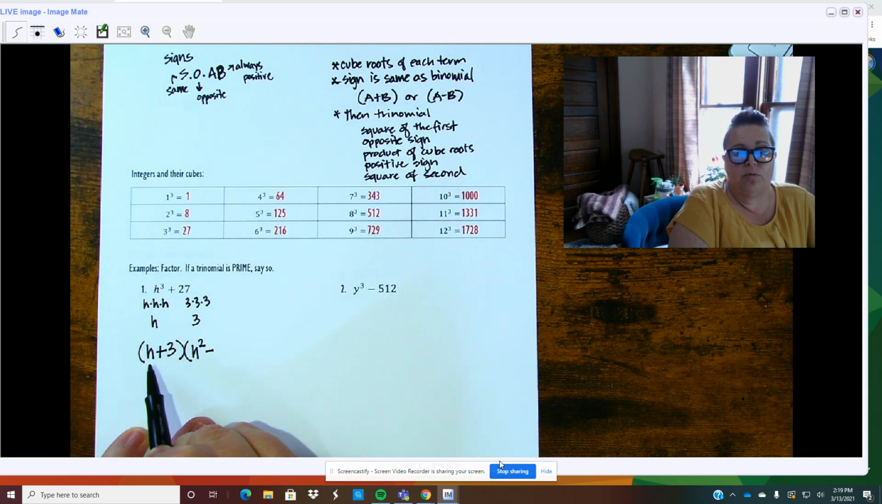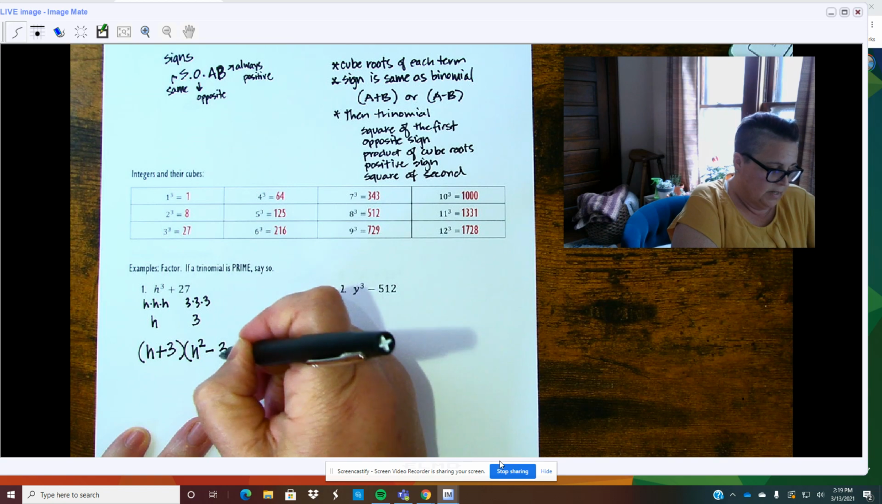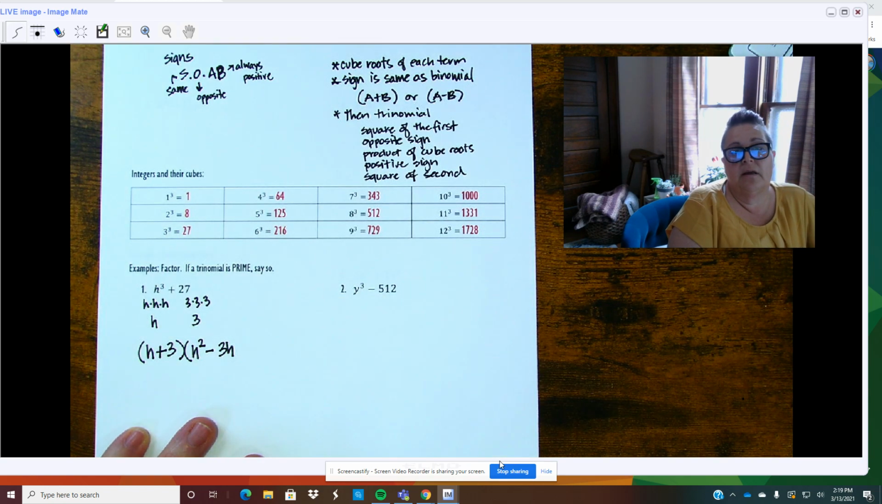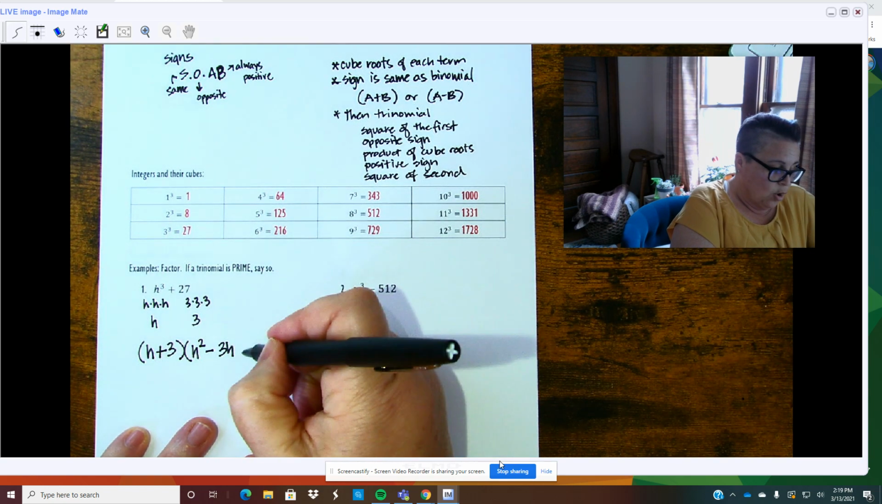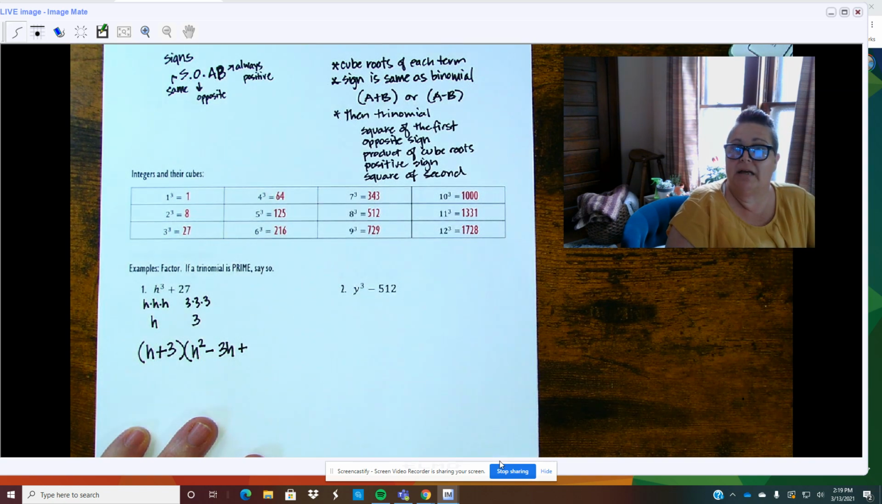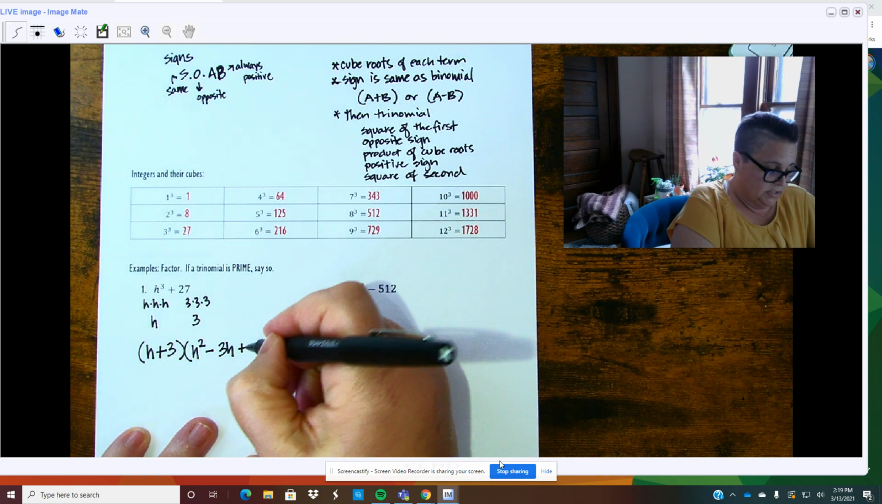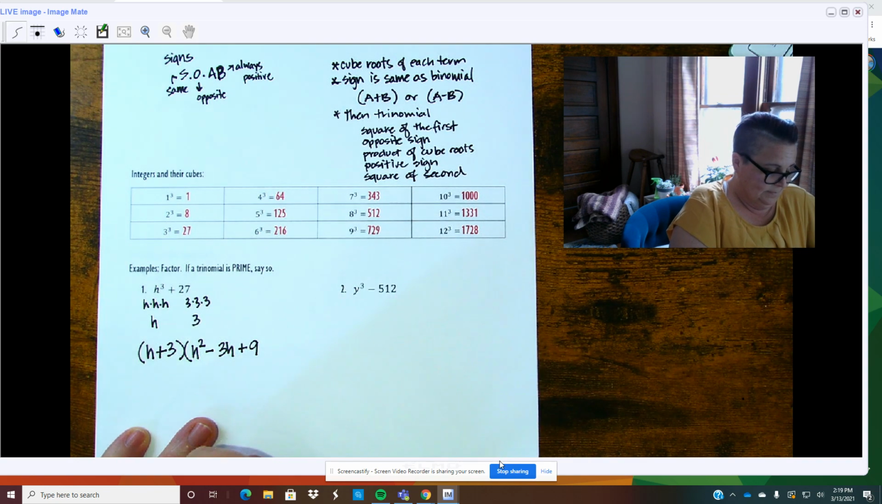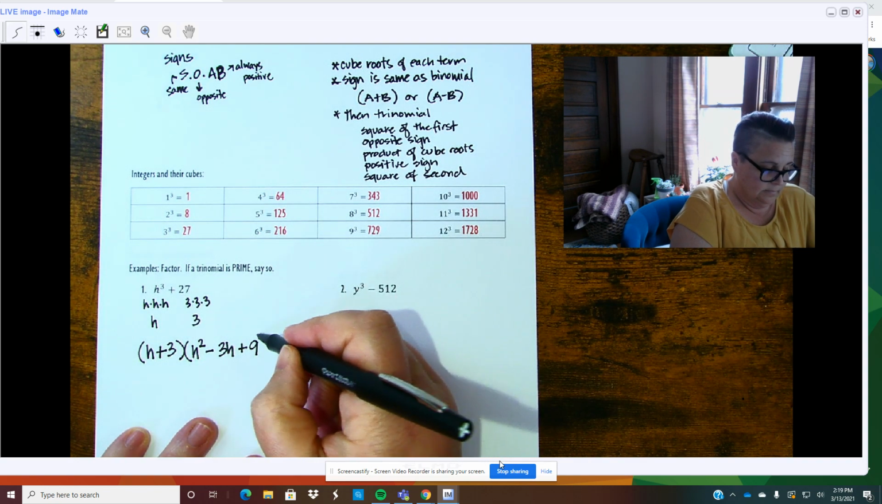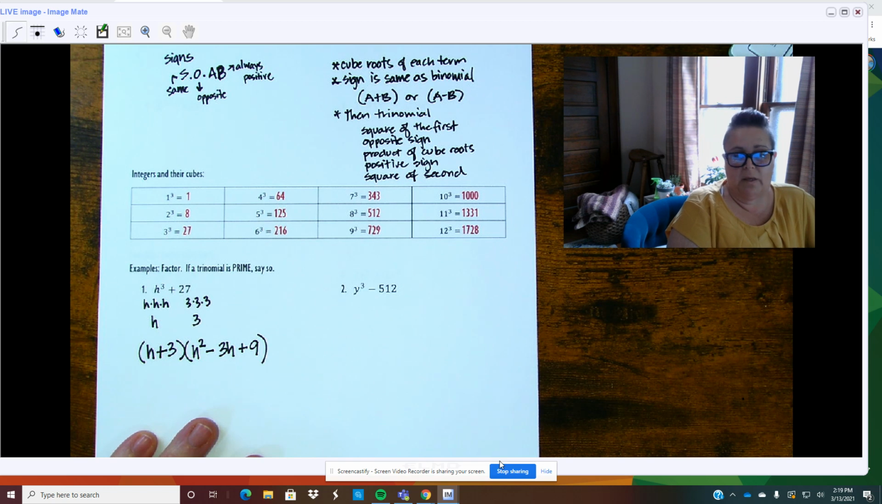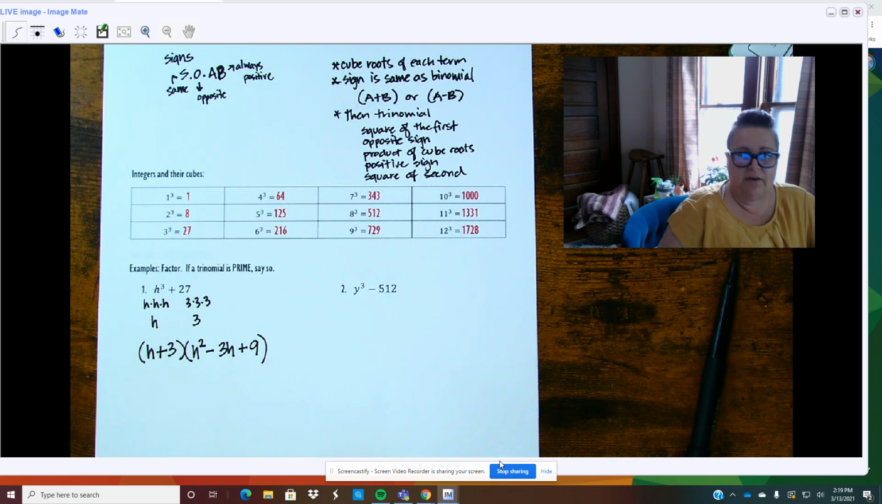Then I want the product of the two terms. So h times 3 is 3h. The last operator is always addition or always positive, if you would rather. And then I need the square of the second term. 3 squared is 9. Okay, that's it. I can check it if I want.